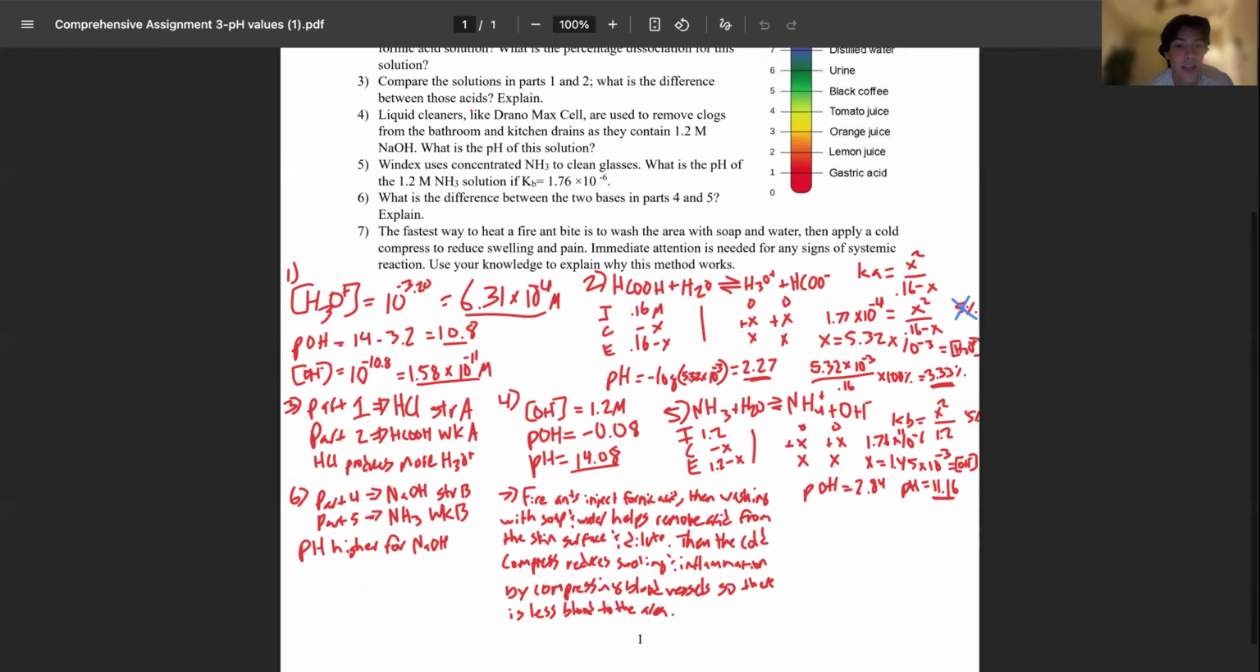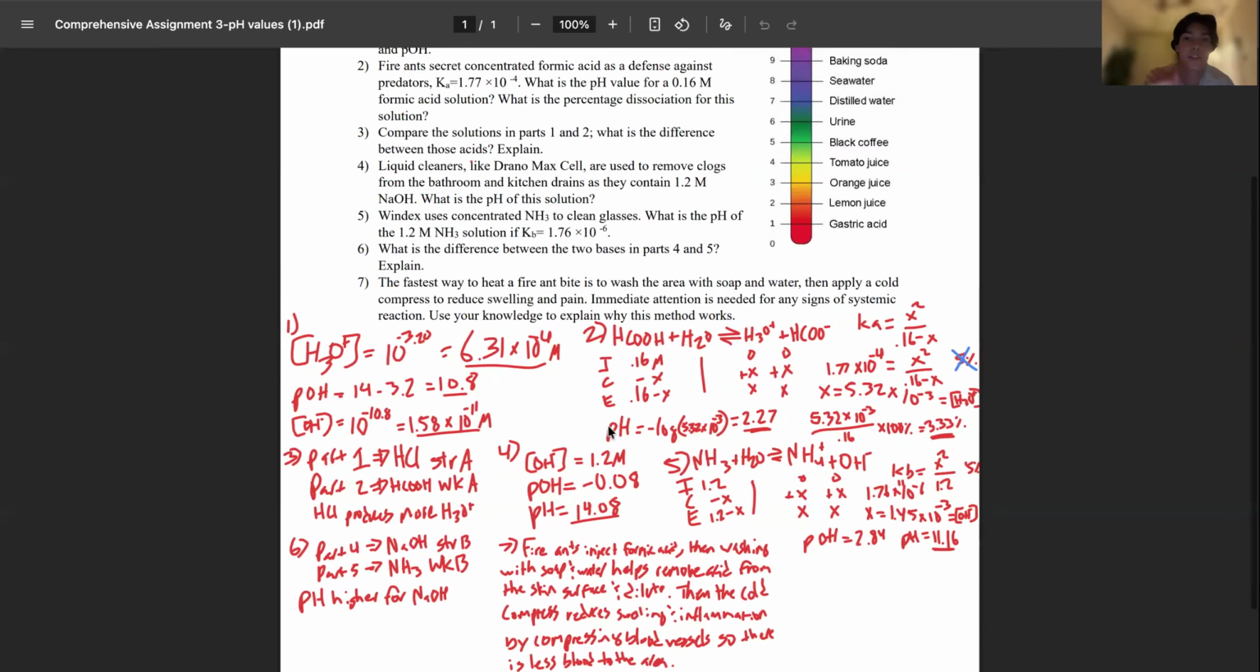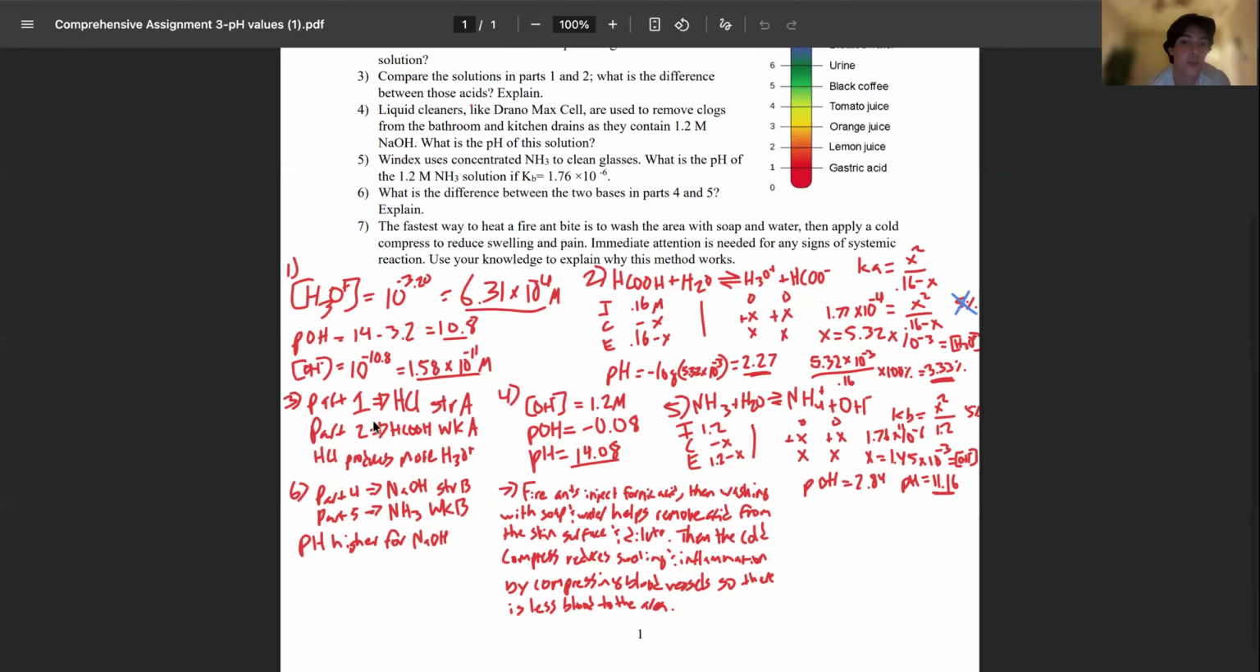For number 3, it's asking what the differences are between part 1 and part 2. Part 1 uses the strong acid known as HCl, and part 2 uses the weak acid known as HCOOH. I also wanted to mention that HCl produces more H3O, so it dilutes more.